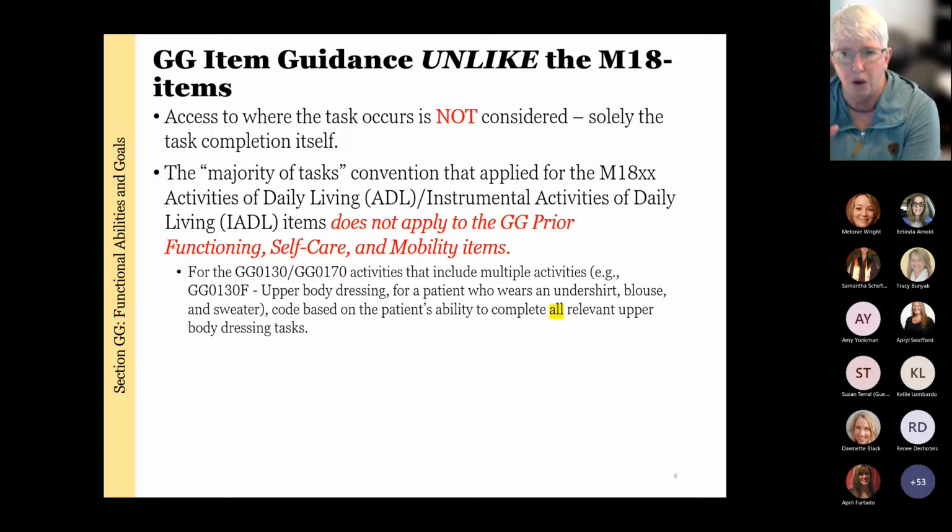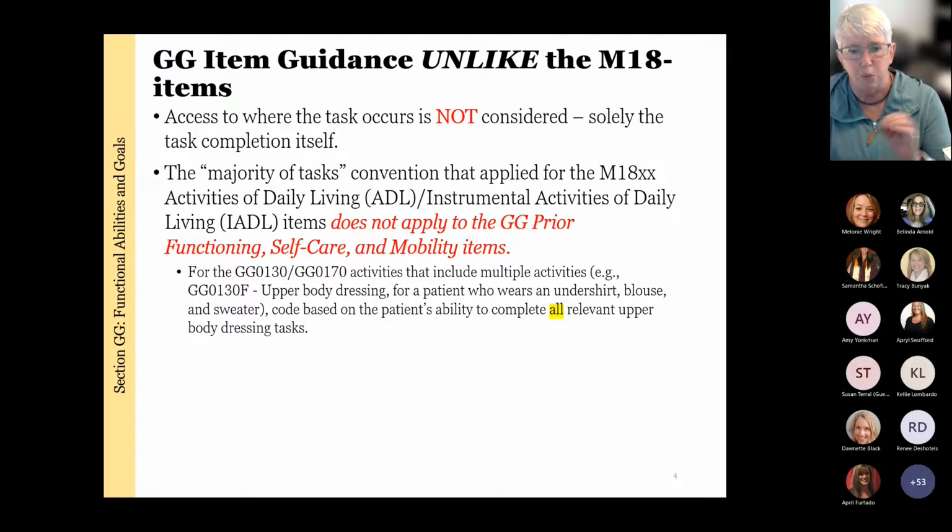All right. Again, it's just about the task itself in the GG items. The majority of task convention also doesn't apply in these GG items. So for instance, when we're talking about upper body dressing, the M1810 in the M18 section, we're looking at all the different things. What are they able to do? Majority of the tasks, majority of the times. In the GG items, you're looking at everything in its entirety and what do they need assist with.